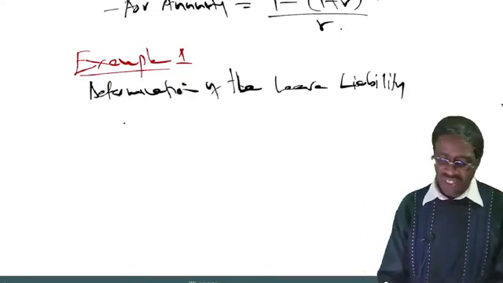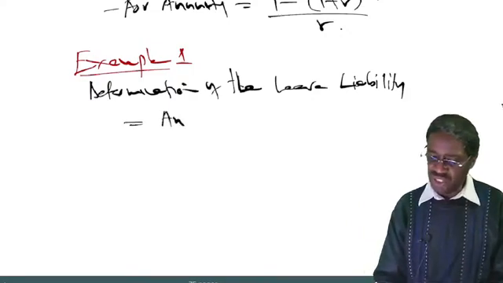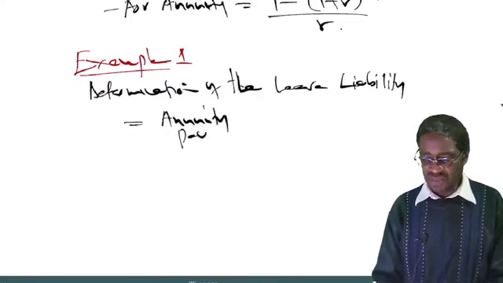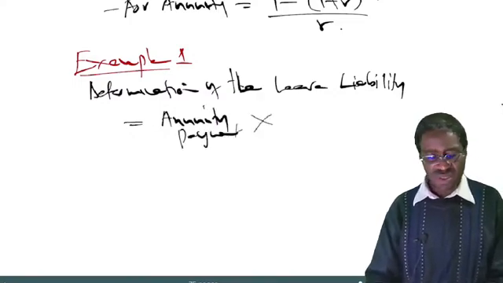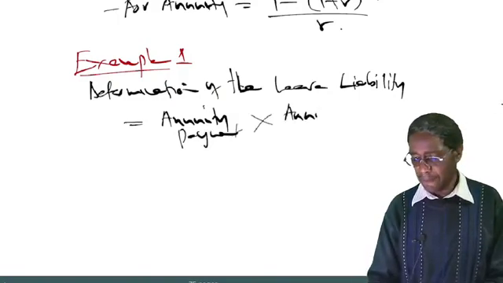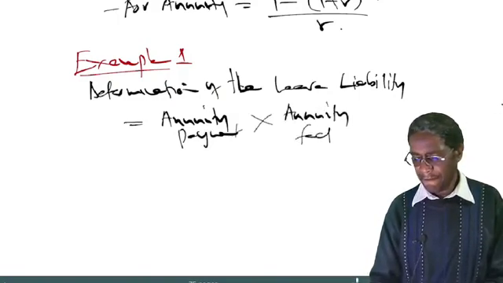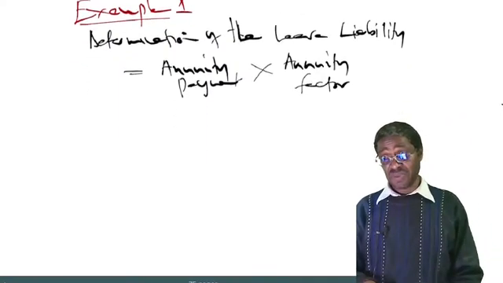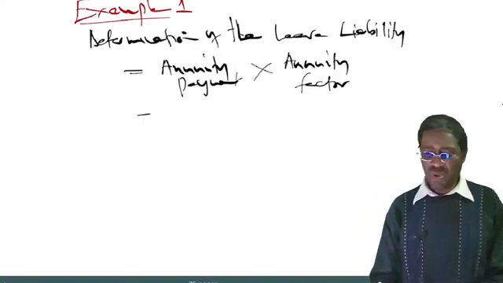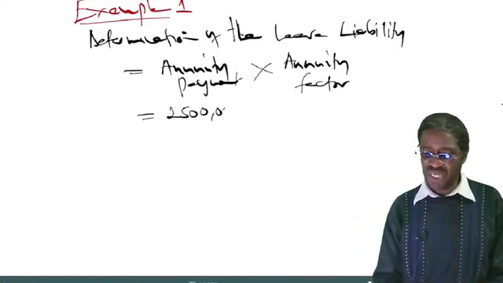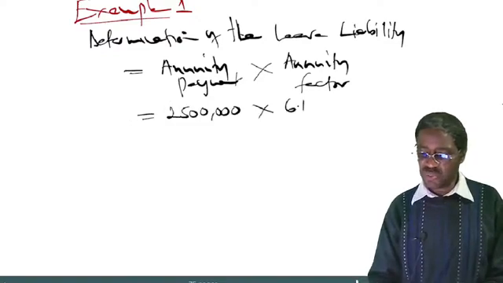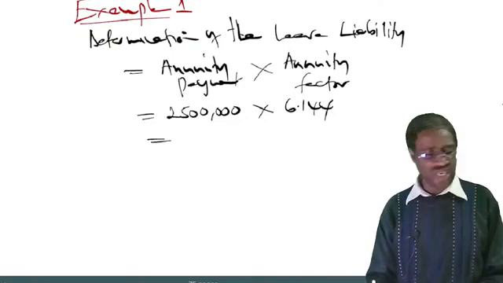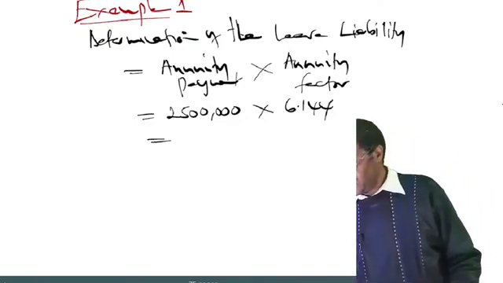So we are saying it will be equal to the annuity payment times the annuity factor. Our payment is 2.5 million every year times 6.144. What does it give us? Let me calculate it.